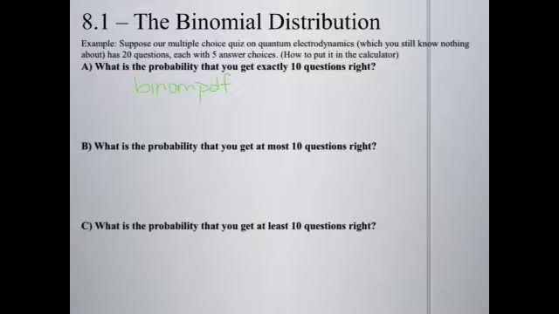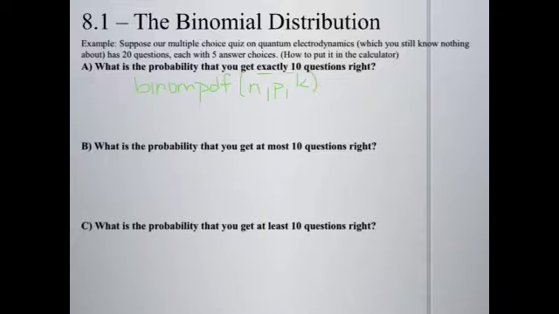And remember, whenever we put it in the calculator, we're doing NPK. So since it's exactly 10, I'm using binomial PDF. There's 20 questions. The probability is 0.2, and I want, when I get 10 questions right, plug that into the calculator and see what you get. And you should have gotten 0.002.